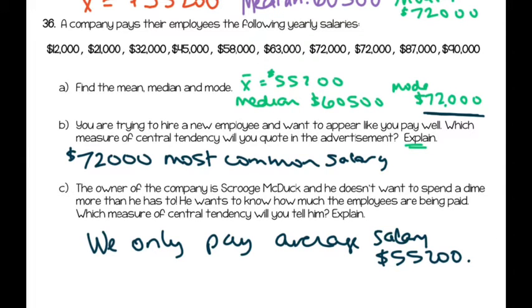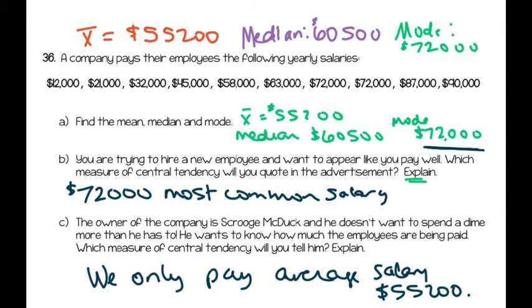So as you're doing these types of problems, you're going to look at these three measures of central tendency, and you decide, depending on what you're trying to put out there, what you're trying to make somebody think, which one do you use, and then how do you say it.